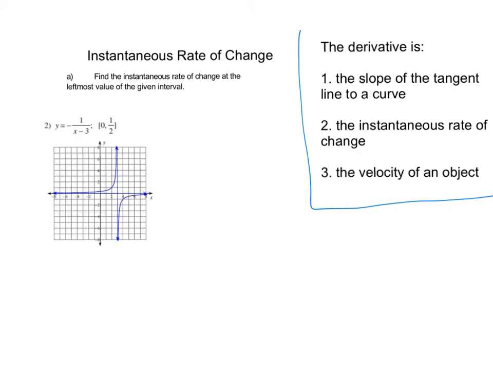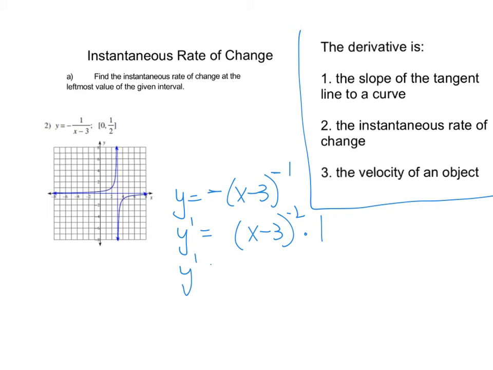All right, so find the instantaneous rate of change at the leftmost value of the given interval. All right, so I need to find the derivative. So I say y equals, because I need to rewrite it, x minus 3 to the negative 1 power. Okay, and I have to use the chain rule for this, so I'm going to do y prime is positive x minus 3 to the negative 2 times 1. So y prime is 1 over x minus 3 quantity squared.